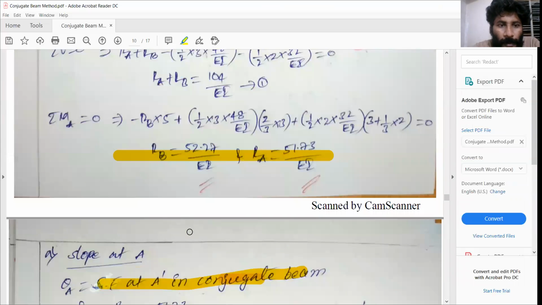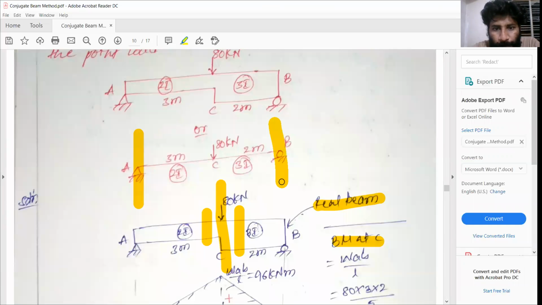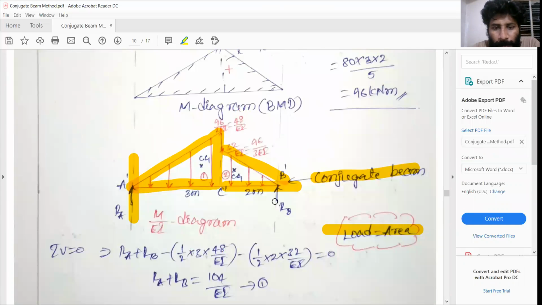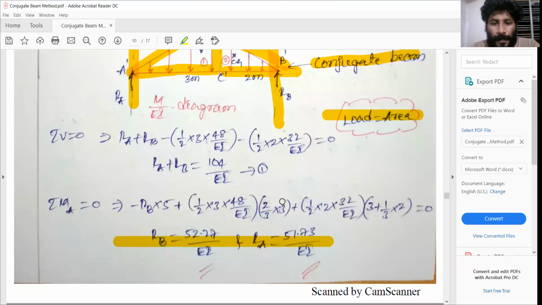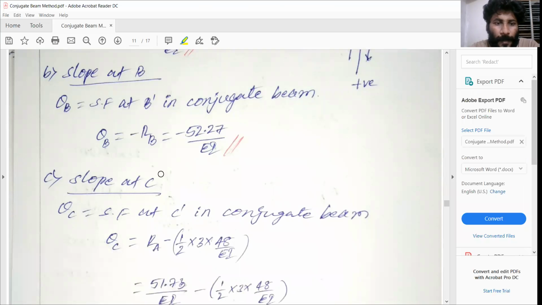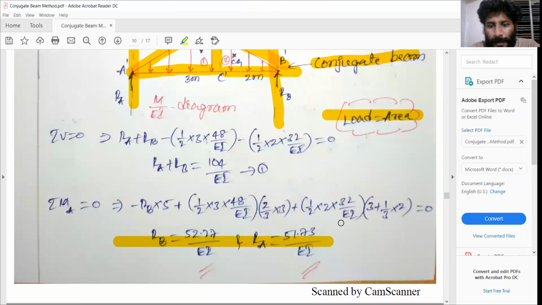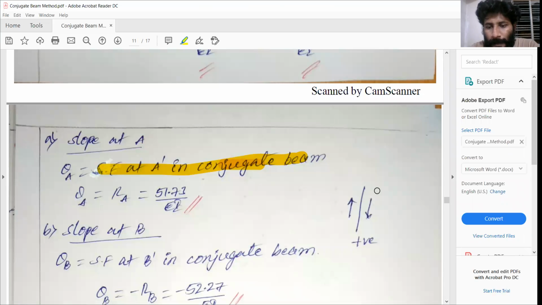Now the slope at B, we have to calculate it. Where is it? Here. We have to calculate the slope at B. So the slope at B is equal to the shear force at that section in the conjugate beam. The shear force at that section in the conjugate beam, just right of that section, will have only minus RB, because you can see that this RB is acting in the upward direction. We know this as per the shear force sign convention.